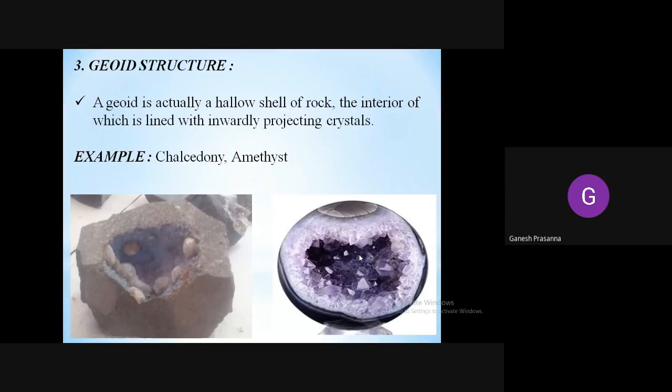Chalcedony is also an example of a geode. On the top it will be just a rock. When you break it open into two parts, you can find the beautiful crystal-like structure of gemstones. Such a structure is called a geode structure.